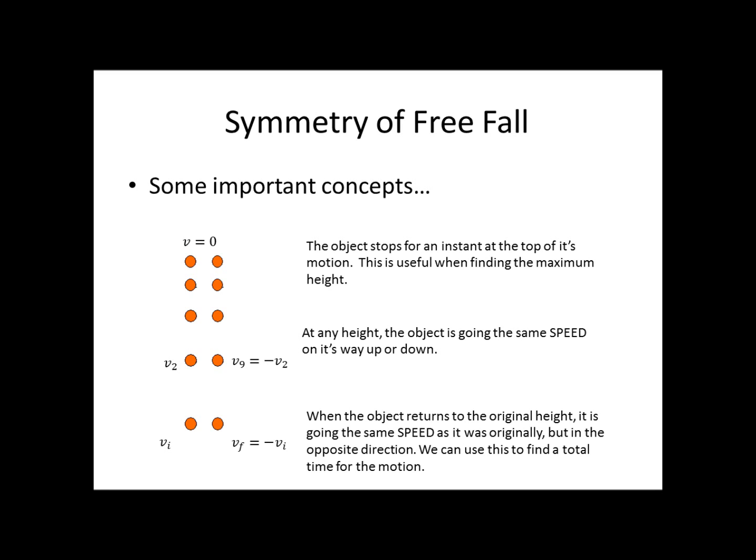Now, at any given height, the object is going the exact same speed. It's just going to be a negative velocity on the way down. And finally, when the object returns to its original height, it's going the exact same speed it was thrown with. Okay, so that's all we really need to talk about free fall. Most important thing is that the acceleration is a negative 9.80, and you always need to know that, even though they're not going to give it to you in every single problem. You need to know that that acceleration is a negative 9.80.